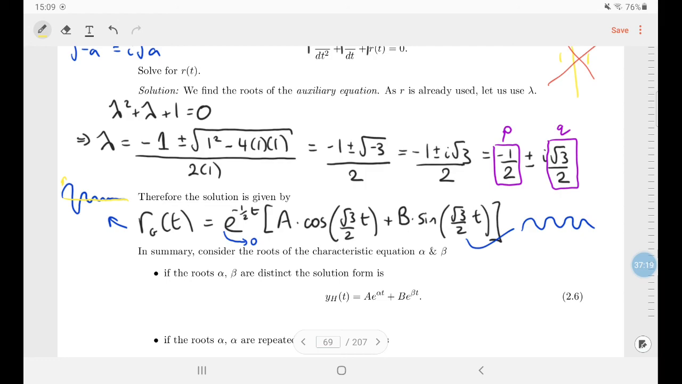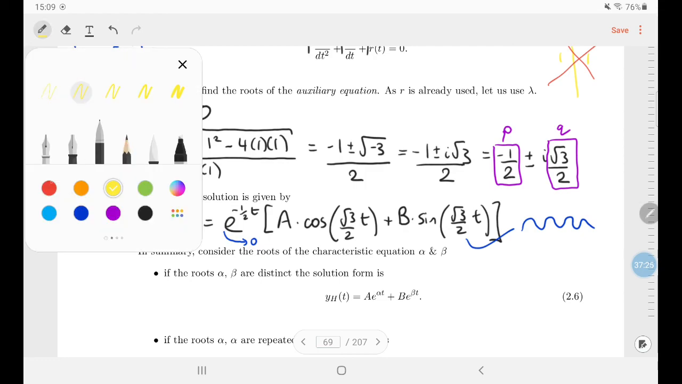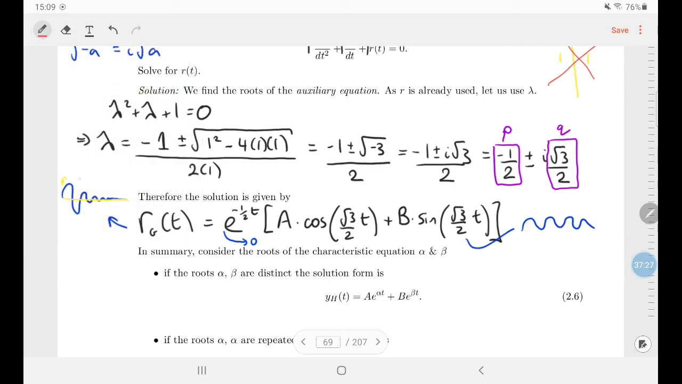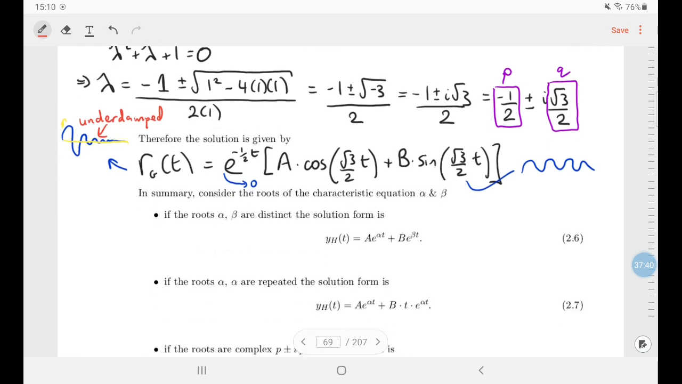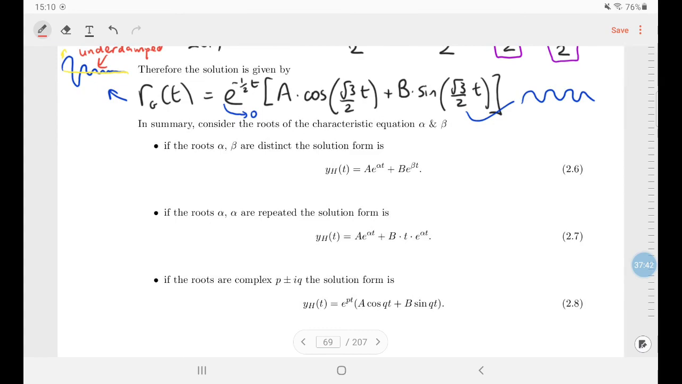The oscillations get smaller and smaller and smaller, but it's not really a good design because you don't really want this happening. So this is an example of something that's underdamped. Really, the damper should be stronger. There's no need for the oscillations here. Okay, so in summary, what we have is these three, and this is the basics.